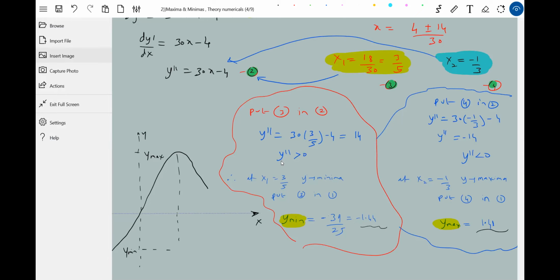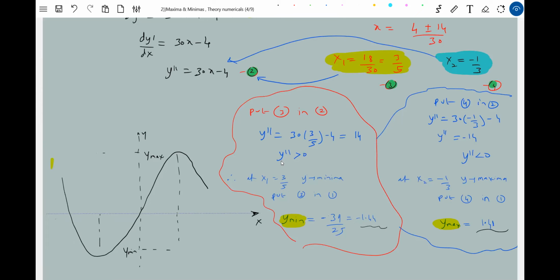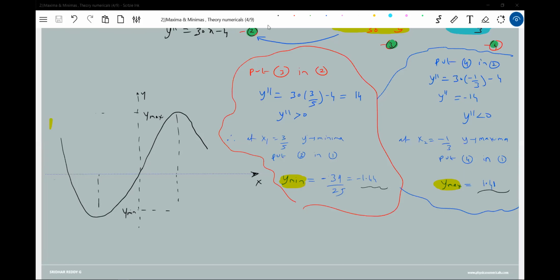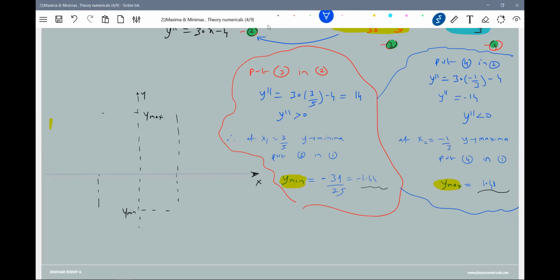Look at the curve we are having. At x1 equal to 3/5, I think some correction is there with the curve. It should be like this.